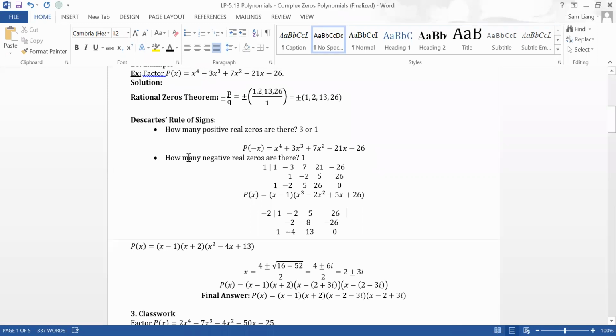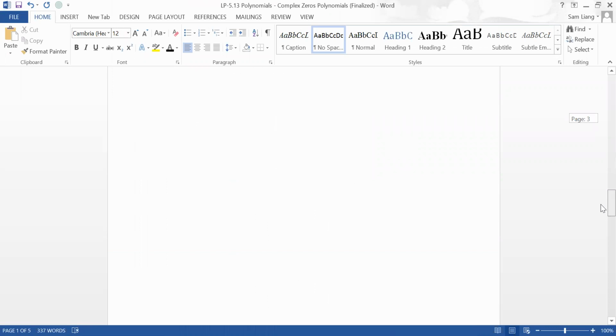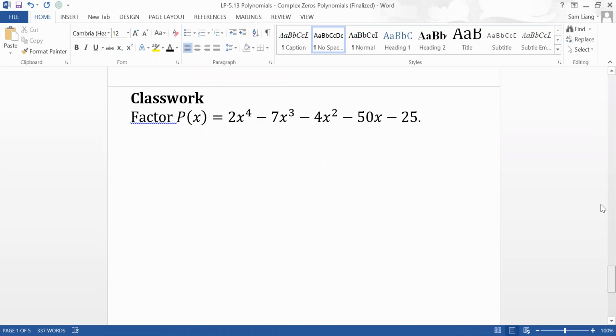Okay, does anyone still need to copy this solution here? Okay, if not, then I'll move on to the classwork. All right, for that, we have about 9 minutes left, so I'll give you some time to work on it on your own. So do the same thing we did before, right? Rational zeros theorem, Descartes' rule of signs, and then at that point you can use a calculator to check which ones are the x-intercepts for this polynomial here.